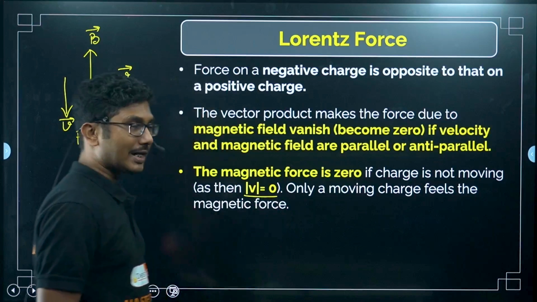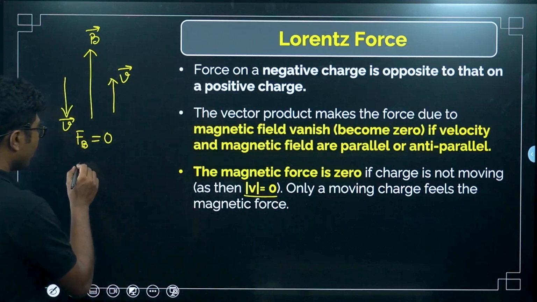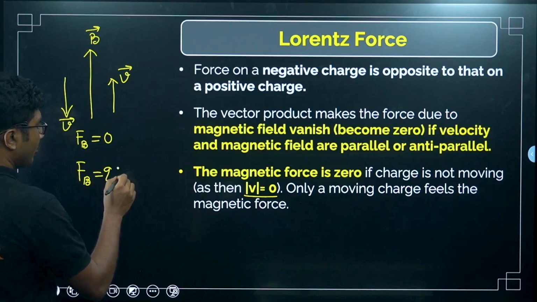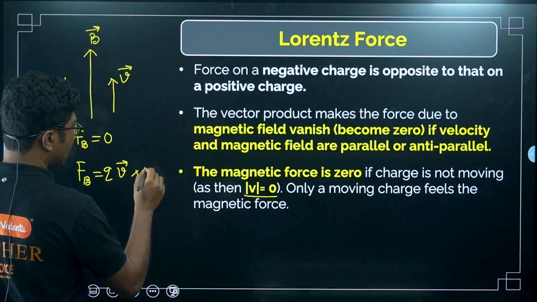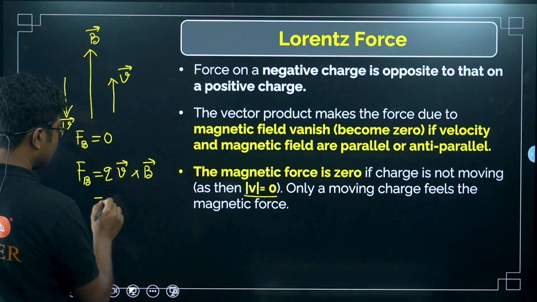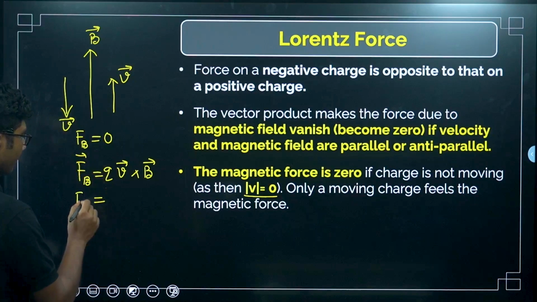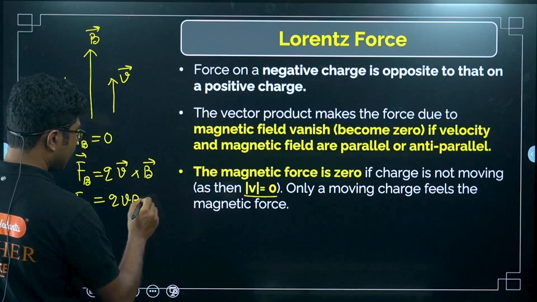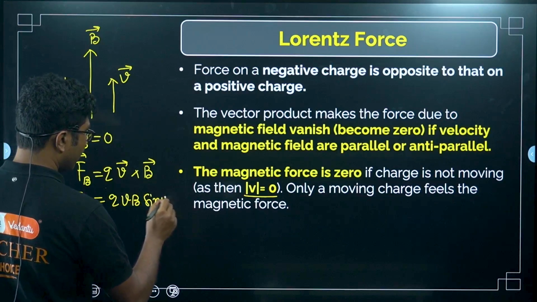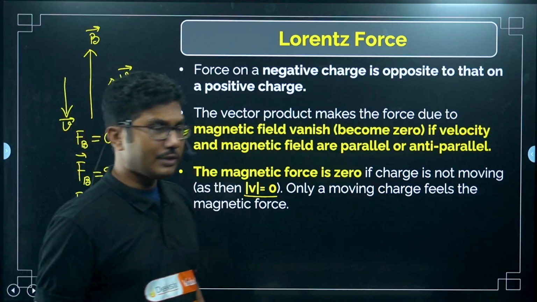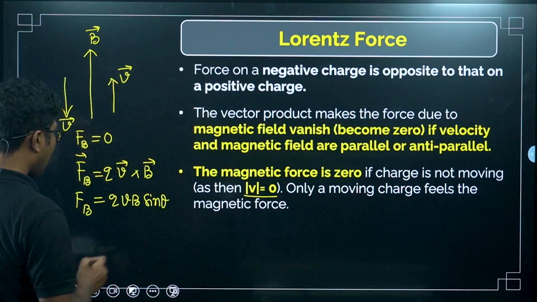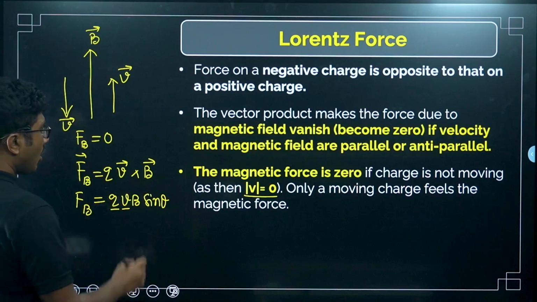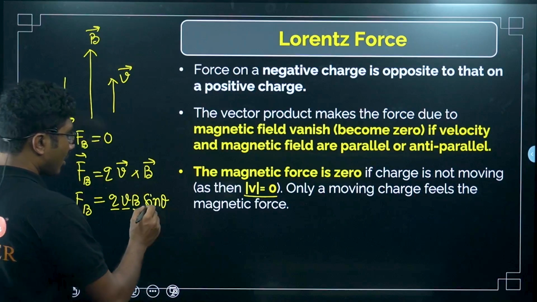The magnetic force is 0 if the charge is not moving, that is V equals 0. I told you multiple times, we know that FB is basically Q V cross B, or in scalar form it is Q V B sin theta. So how can this force be 0? This force can be 0 either if the charge is 0, or the speed is 0, or the magnetic field is 0, or sin theta is 0.